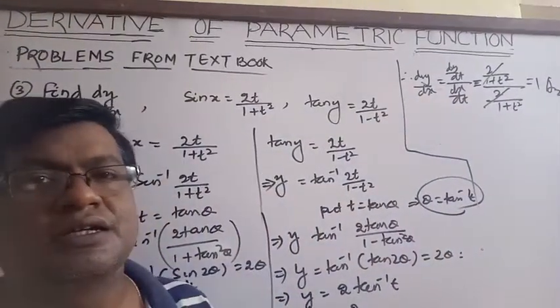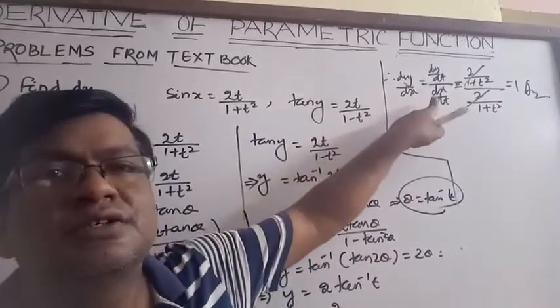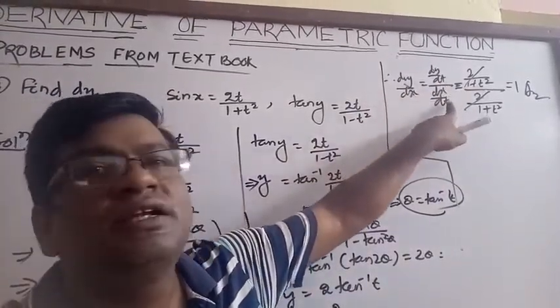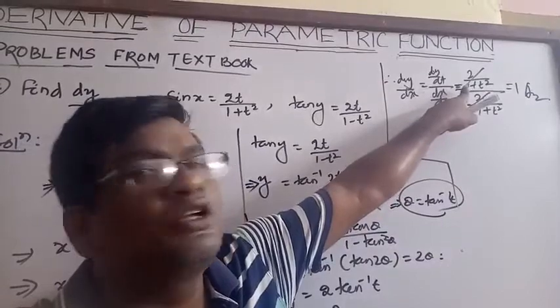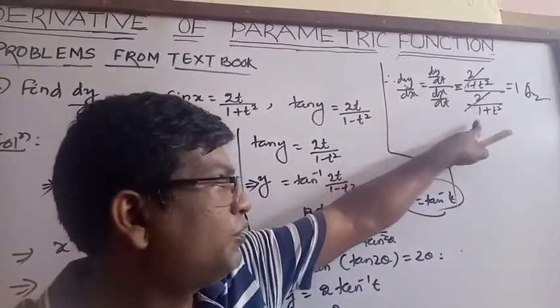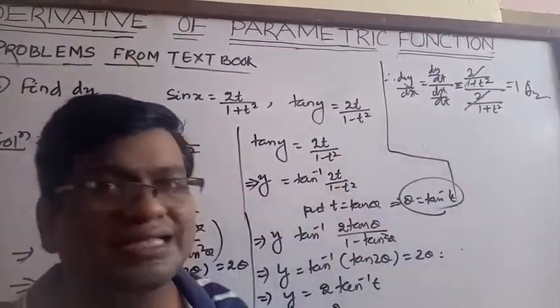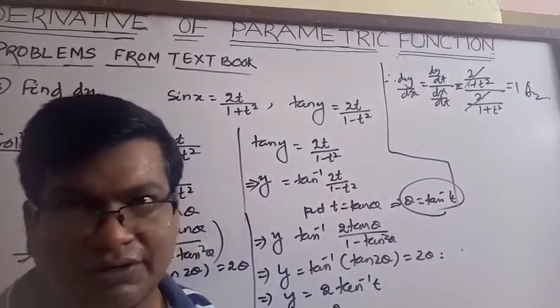This is equal to what? dy by ds is equal to dy by dt divided by ds by dt. So same thing, 2 by 1 plus t square divided by 2 by 1 plus t square. So it cancels, and the final answer is 1. Now another question.